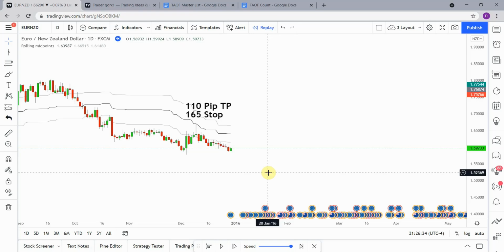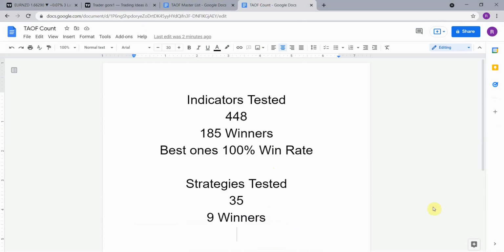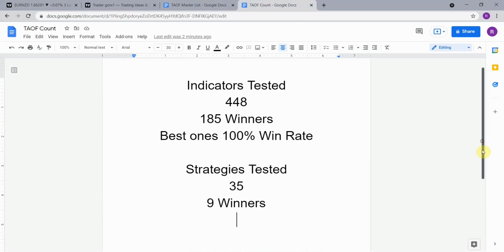Alright, as I said, today we will be testing the rolling midpoints indicator. Before we do though, I wanted to put the testing scoreboard up for everyone to see.